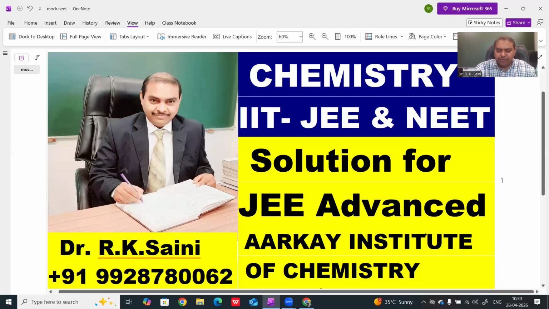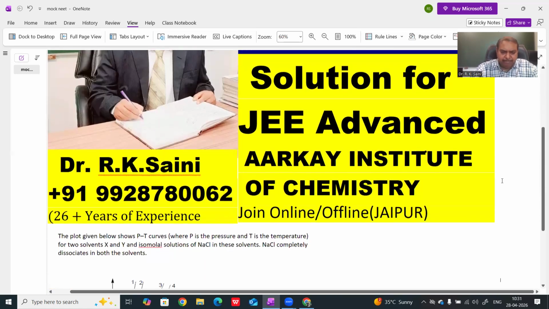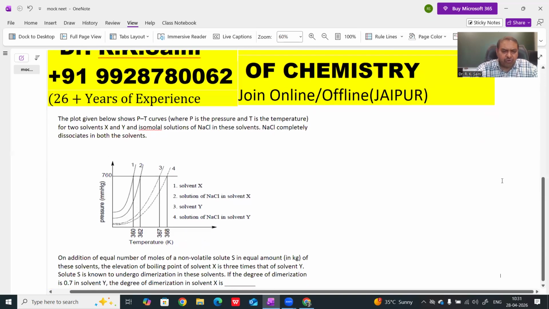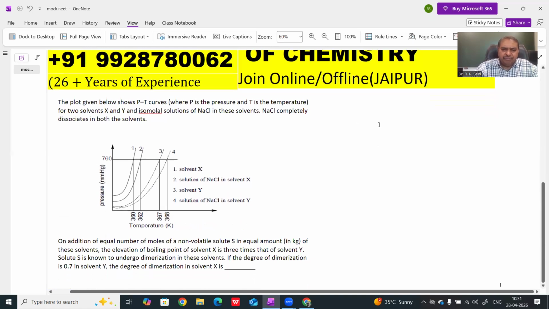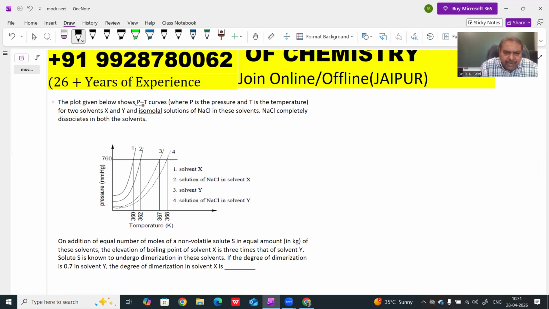First, you read the question carefully, then understand the given data, and then solve the question which is asked in the problem. In the given question, a graph is plotted between pressure and temperature.